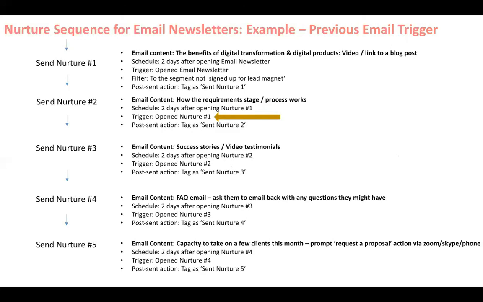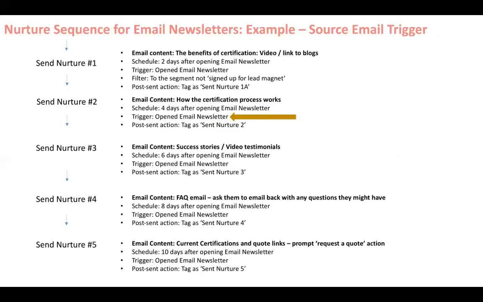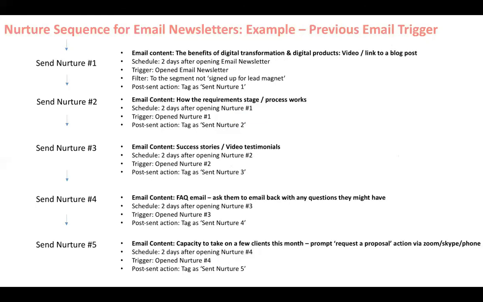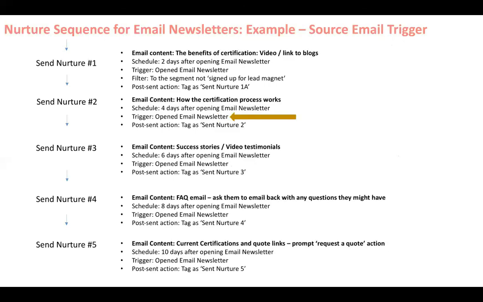Okay, so that's the sequence that it follows. What's the difference and what do I recommend? The trade-off between source email and previous email trigger is quality versus quantity. If they open up the first email newsletter that you send, they're going to receive all 5 of them. They don't have to do anything. You might even send all 5 of these nurtures and they might not open a single one, but you're going to end up sending more. The quantity is going to be greater.